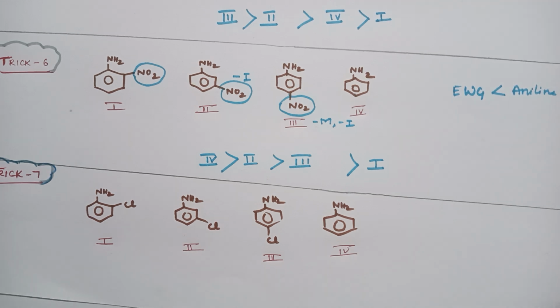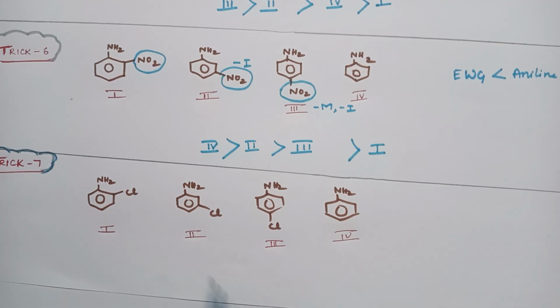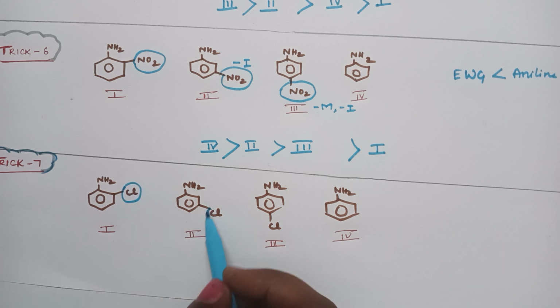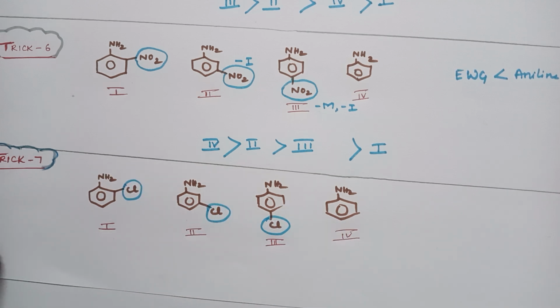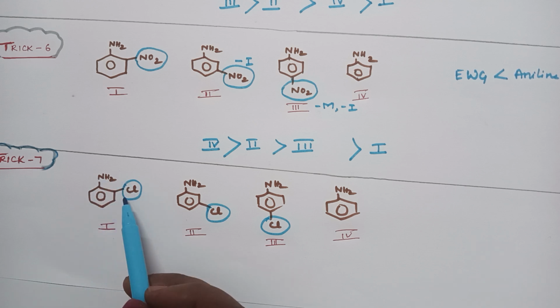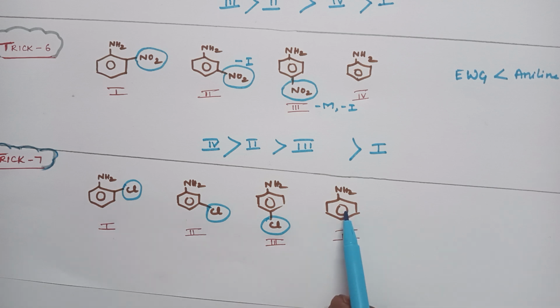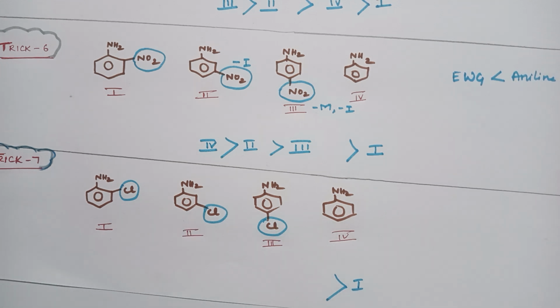So next, a chloro group is attached, and this is aniline. So the chloro group is at the ortho position. Whatever is present at the ortho position will be less basic compared to aniline. So its position will be here. Then we will compare these three. In these three you can see the chloro group is an electron withdrawing group. So an electron withdrawing group will be less basic than aniline. So aniline will be in the first position.